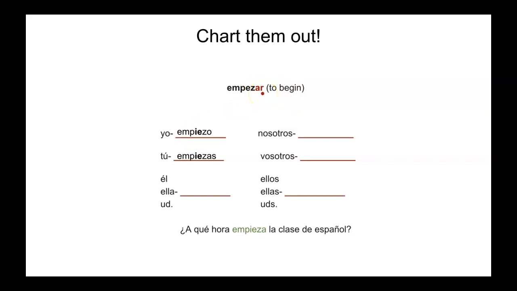Él, ella, usted form. Nosotros. Vosotros. Ellos, ellas, ustedes. All right, I hope you guys got that. If you didn't, that's fine, but look at what you got wrong. See if you can understand why you got that wrong, and see if you can prevent that from happening in the next one that we're about to do.